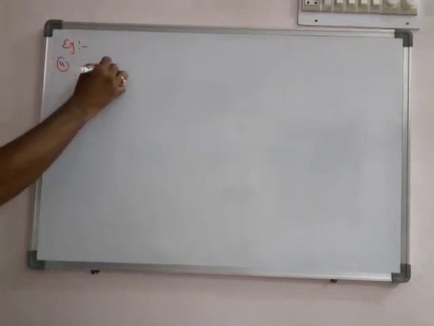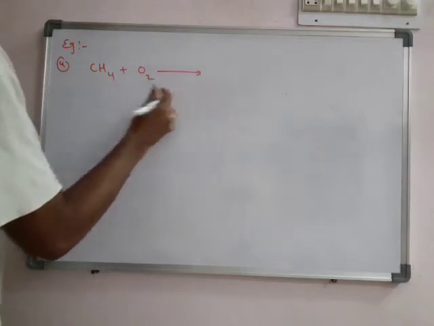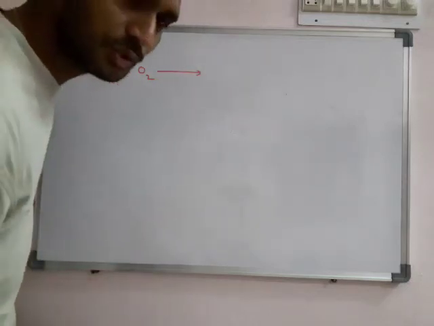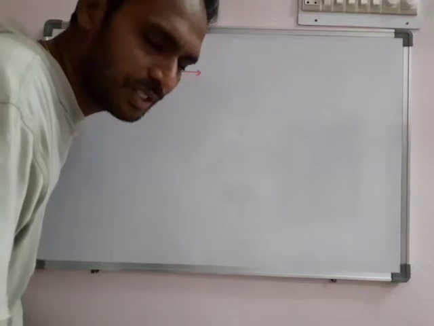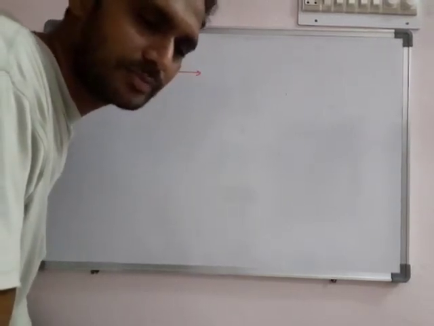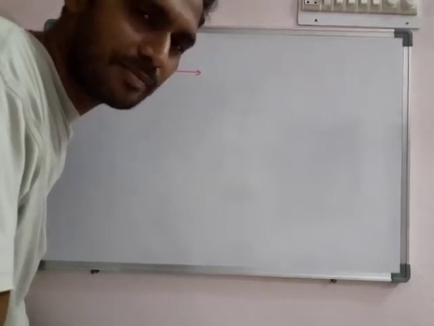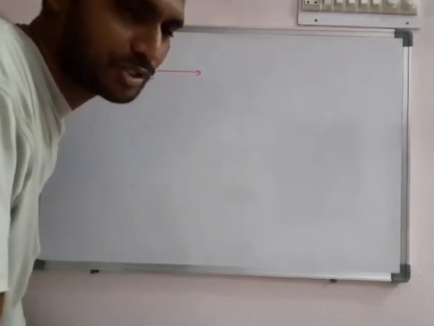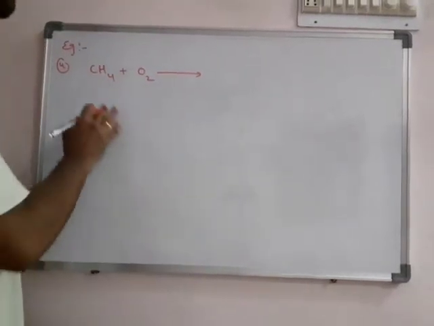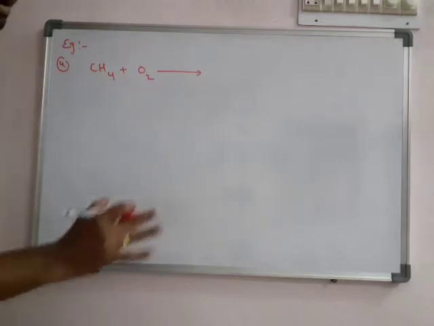So the combustion reactions, can you remember what are combustion reactions? Combustion reaction means the burning of a substance in the presence of excess oxygen. Burning of a substance in excess amounts of oxygen is called combustion reactions. Here we are taking the methane combustion, means methane with oxygen burns completely.